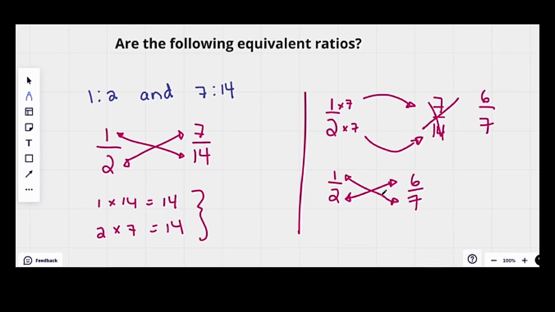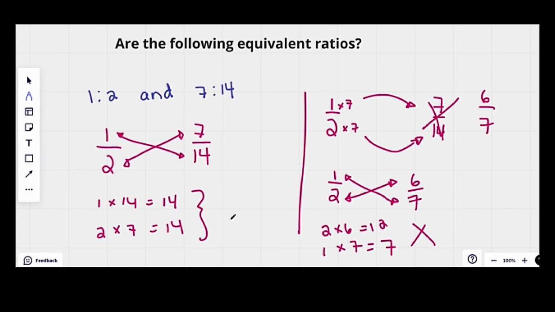So what's 2 times 6? 2 times 6 equals 12, and 1 times 7 equals 7. So we know that, nope, this cannot be equivalent because we don't get the same result as we did when we cross multiplied over here. So that's how we know how to solve when they're asking us if two ratios are equivalent.